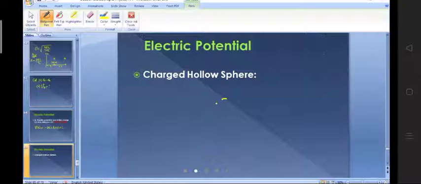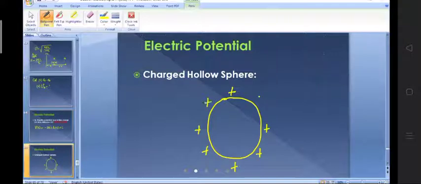There are a good number of questions which have been asked on electrostatic potential energy in previous years. Let me concentrate on this: the charged hollow sphere. Now the charge is given to it, so the charge will obviously reside only on the surface. The reason is that inside there's no matter, so how can charge reside? So here is the charge, and its radius is equal to capital R.